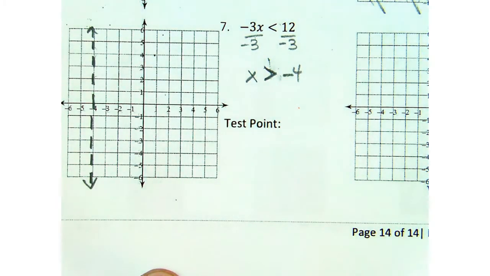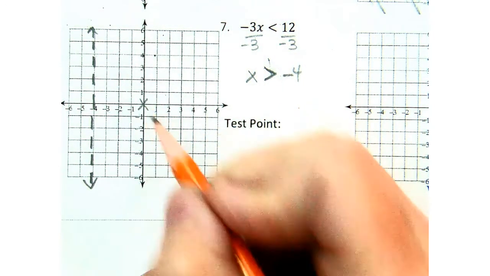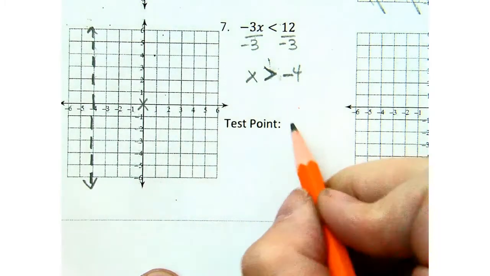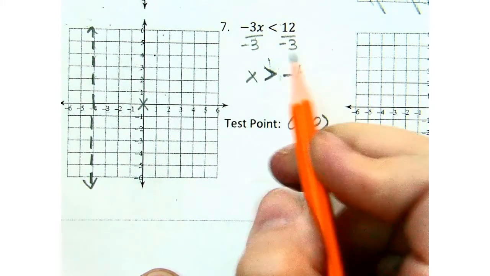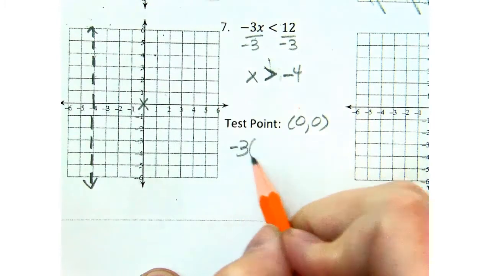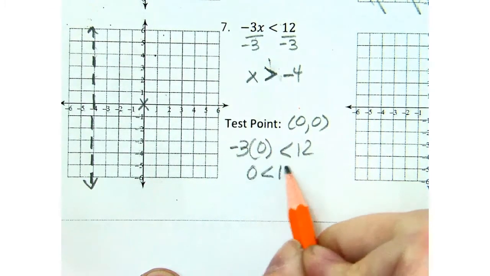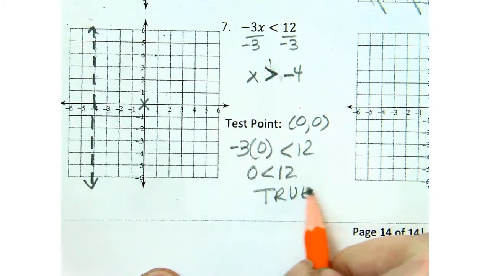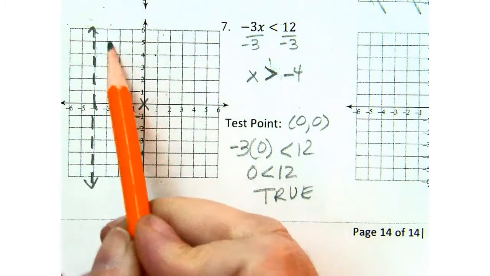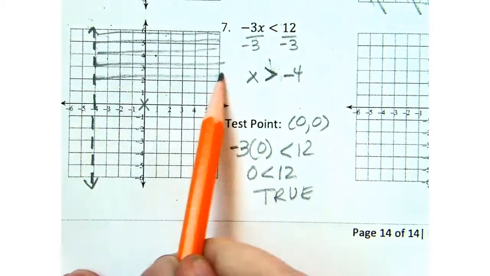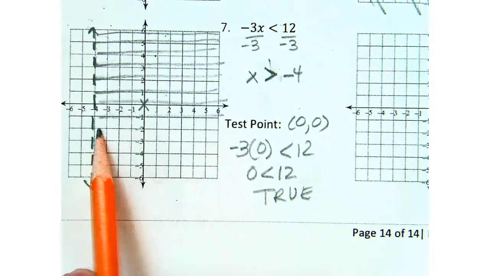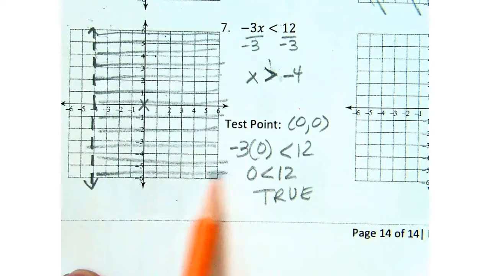Now we need to test a point. Once again, we'll test (0, 0). We can plug in 0 for x, but there is no y, so we don't need to worry about it. 3 times 0 is less than 12, gives us 0 is less than 12, a true statement. Shade to the right of the line. All the points in the shaded area make the inequality true.